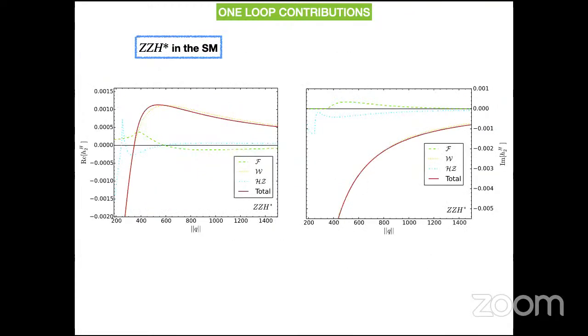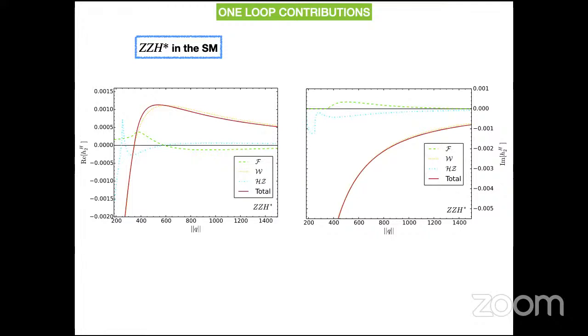And now I want to show numerical results for the case when we have an off-shell Z boson and two real Z bosons in the standard model. I don't discuss all the results in detail here, but I want to show that, again, we have the same behavior.